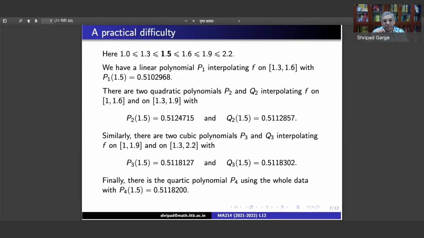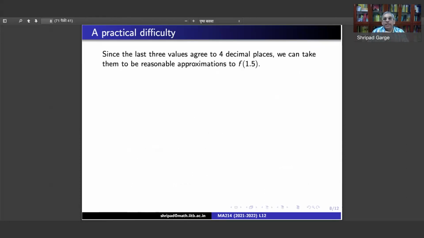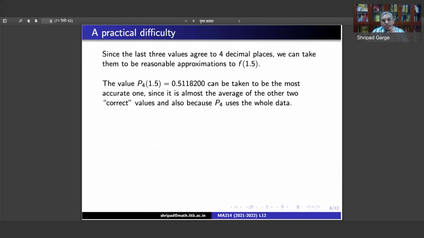Meaning, you had 0.5118127 and 0.5118302, and P4 again remains 0.5118200, which is roughly the average of these two. So we can say that these last 3 entries are somewhat reasonable estimates. They are reasonable approximations to f of 1.5, and among them we can take the last one, because it is first of all also the average of the other two correct values, and also because it uses the whole data. So once it uses the whole data, it gives you a better approximation for the function value at 1.5.